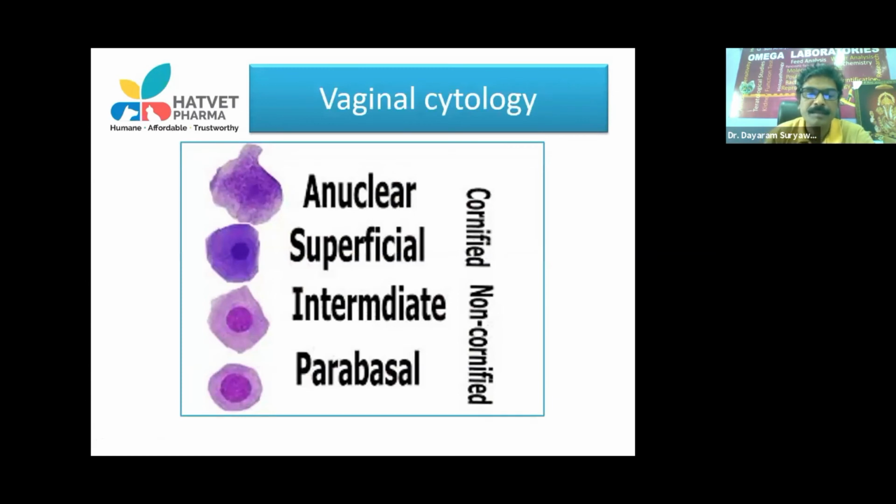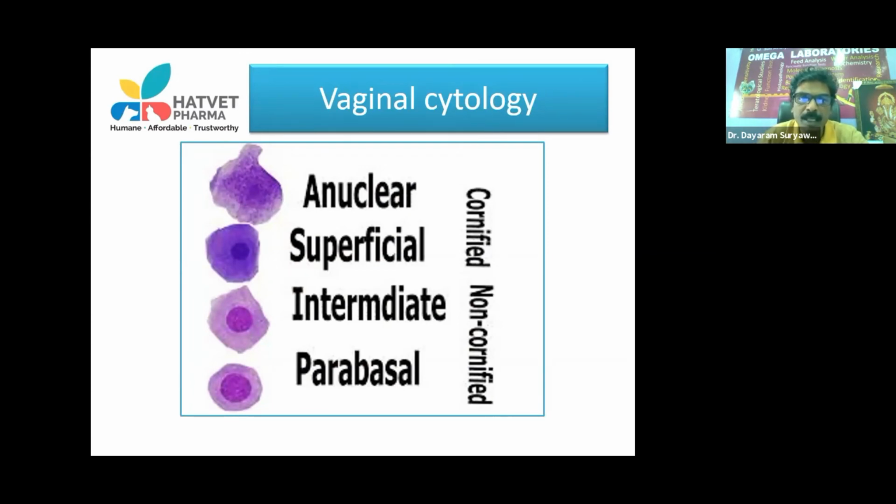Now after that, generally cases come to us to know the exact timing of the estrus, or whether the estrus is going on or not, whether the bitch is in the estrus phase or not. In that case, vaginal cytology is the most important tool in our clinic to identify the different types of cells present in the vaginal smears. So here only 4 types of cells are present in the vaginal cytology.